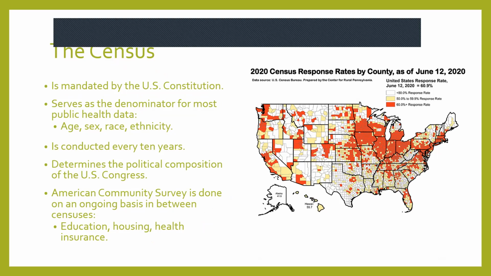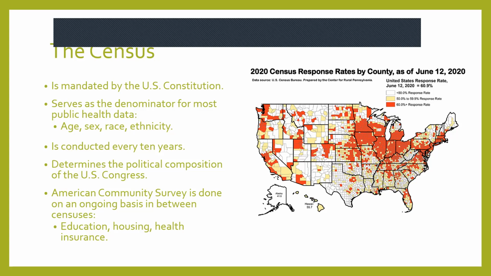So other systems that are used to give us data in the world of public health, the census is super important. As most of you already know, the census is mandated by the Constitution. It assesses really important demographics like age and sex and race and ethnicity, those become the denominator for many of our calculations for at-risk populations in the world of public health.